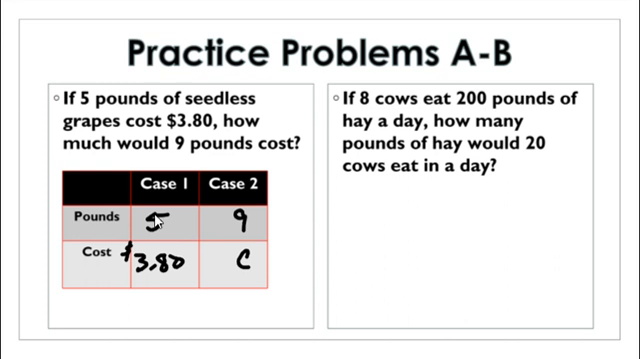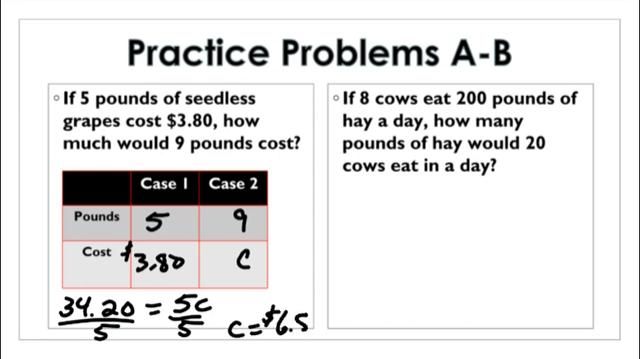And for this one, we can cross multiply. So we would do $3.80 times 9, which will give us $34.20. And then cross multiply the other direction, you get 5 times C, which is 5C. To get C by itself, I'm going to divide by 5. And so now $34.20 divided by 5 gives us a cost of $6.84.